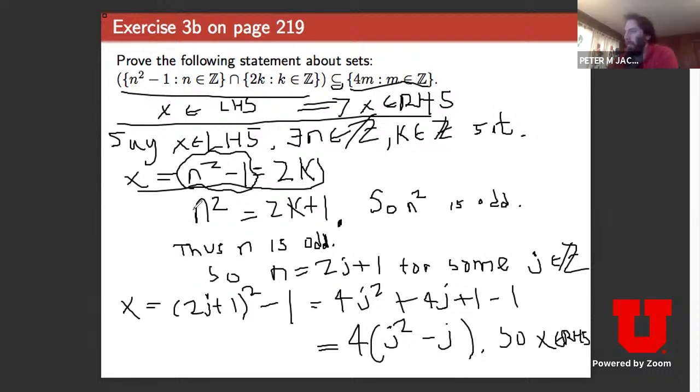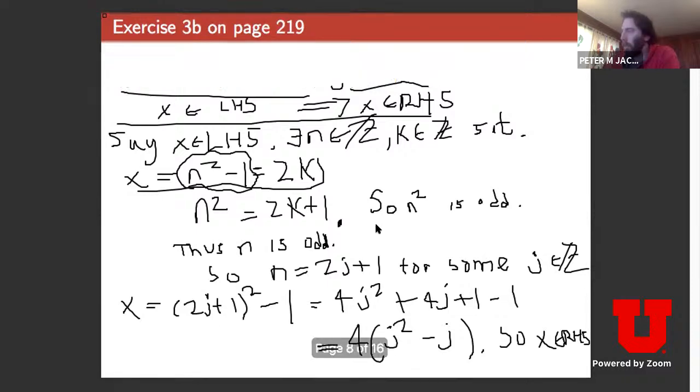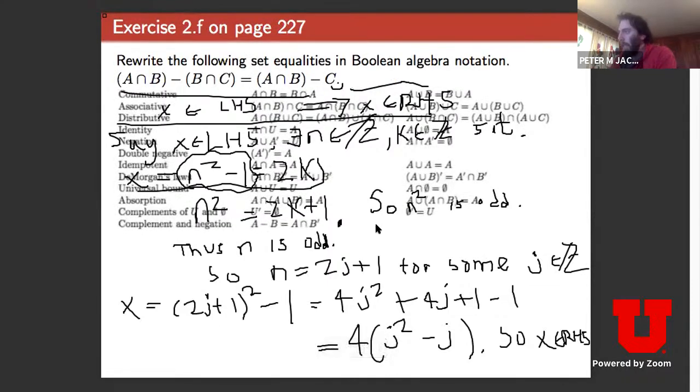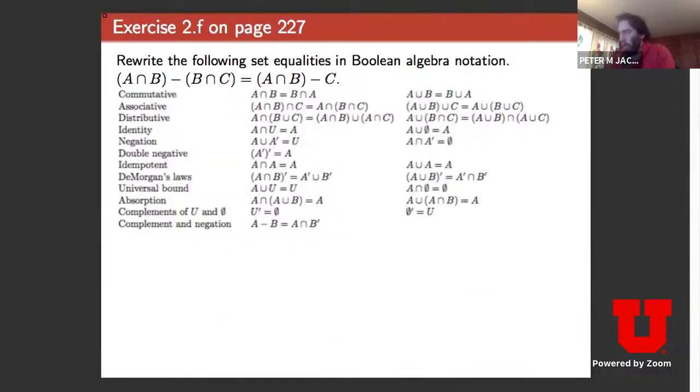All right. If there's any other questions, feel free to ask at any time. So we'll go on to the next one. Rewrite the following set equalities in Boolean algebra notation. Okay. Well, I'll give you a couple minutes to think about this one.